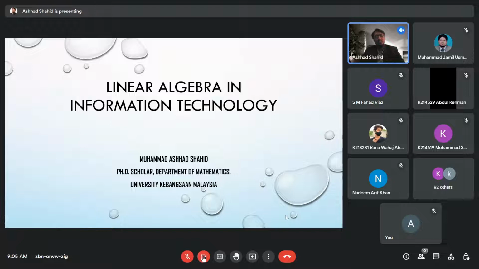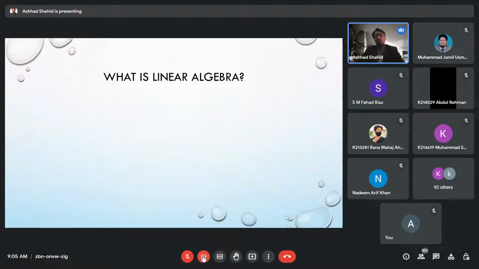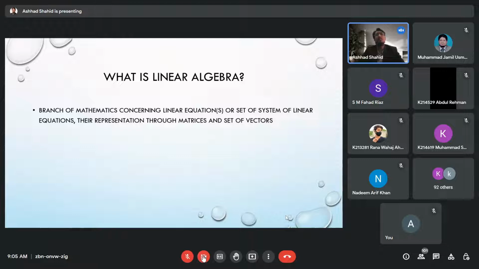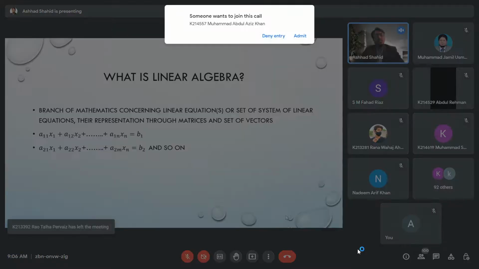All of you know that it deals with equations, or systems of linear equations, where variables, matrices, and sets of vectors are involved. We prefer to work with matrices because of their simplicity. If you have 9 or 10 equations and follow the elimination method for the solution, this will be a headache.